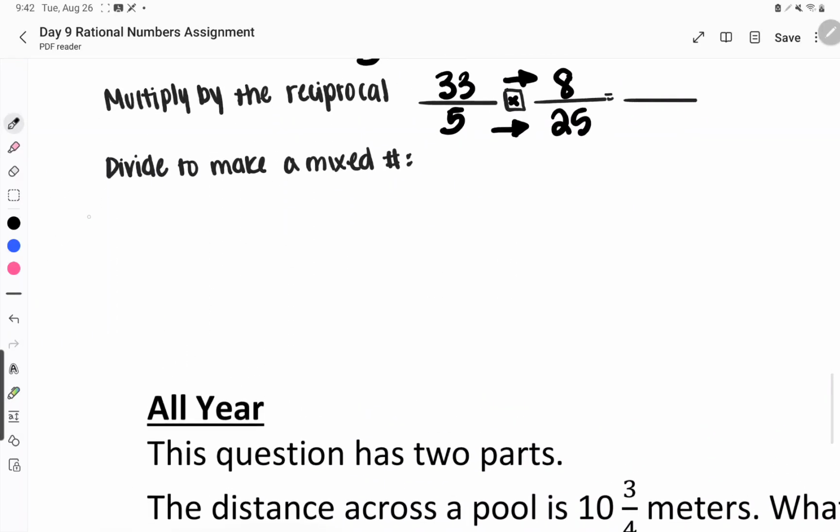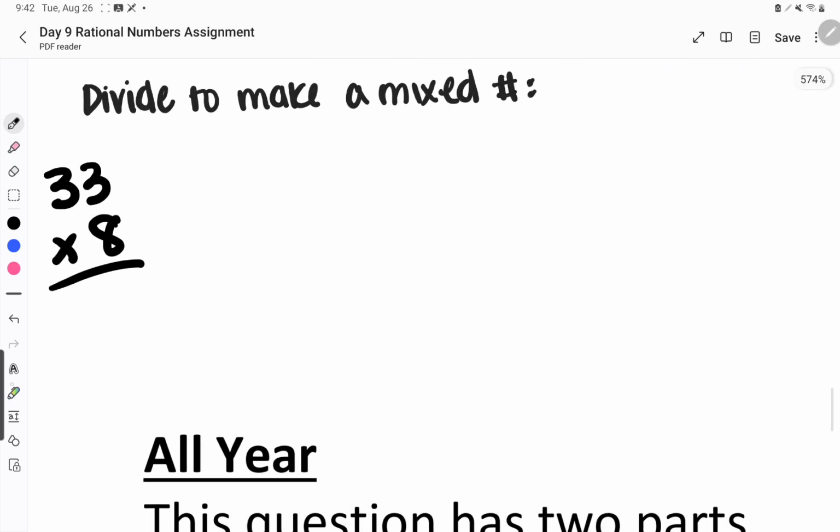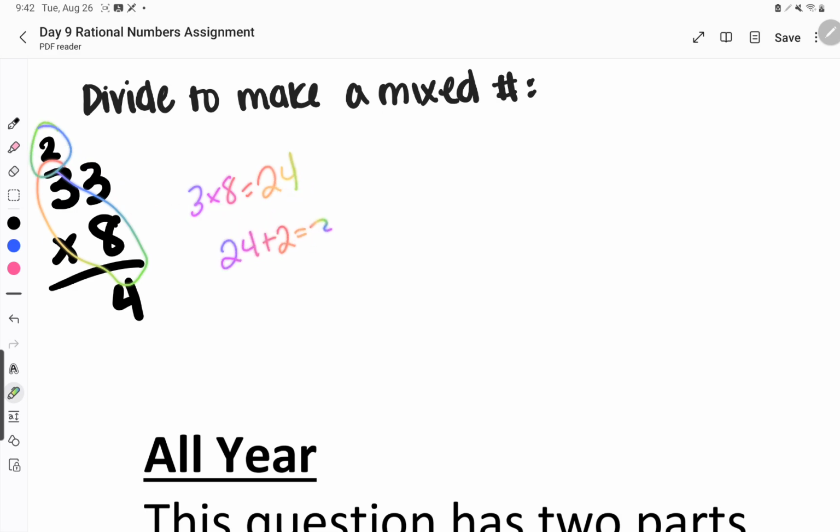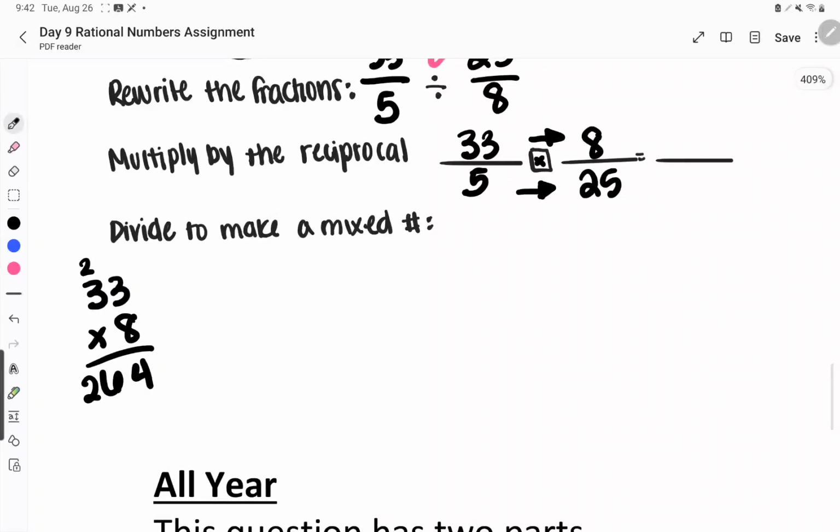So we'll start with 33 times 8. We'll do 3 times 8 first, which gives us 24, so I'll write down a 4 and carry our 2. Then we have 3 times 8. 3 times 8 gives us 24, and then we add the 2 at the top, so we have 24 plus 2, which gives us 26. So that's 264. And then on the bottom, we have 25 times 5.